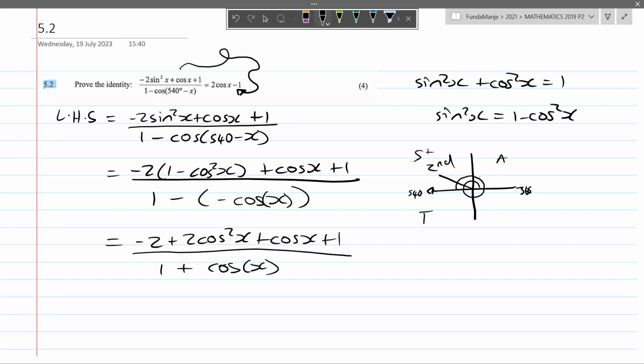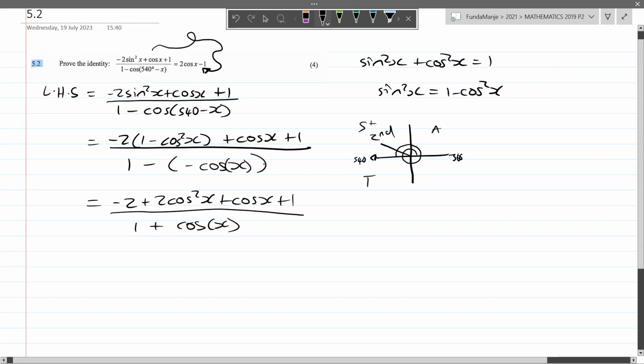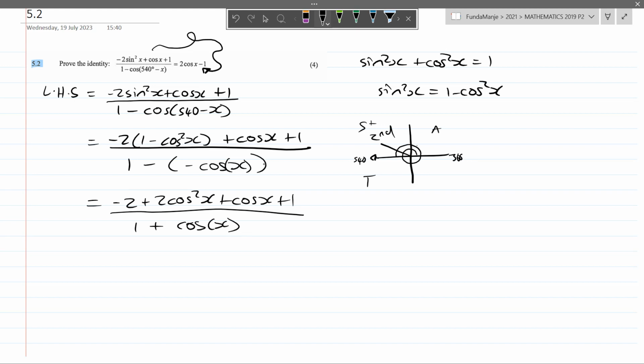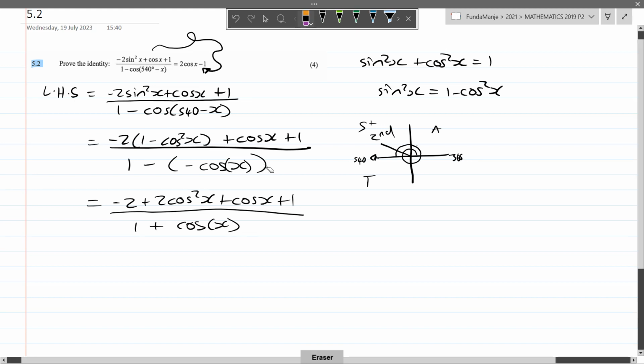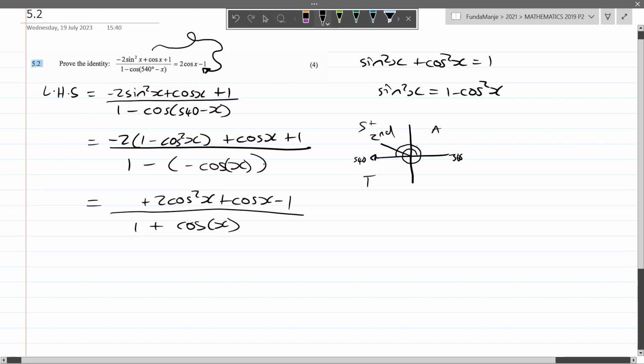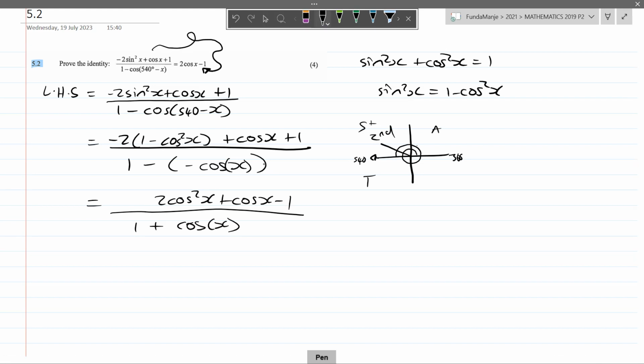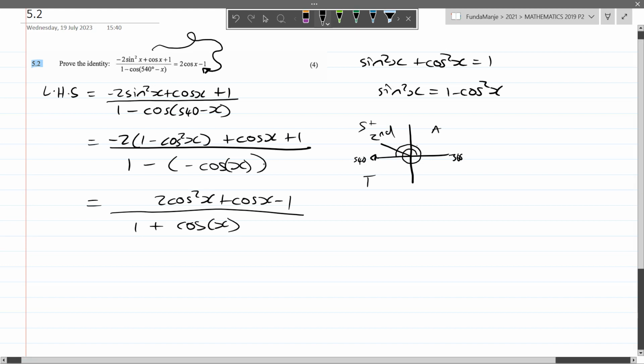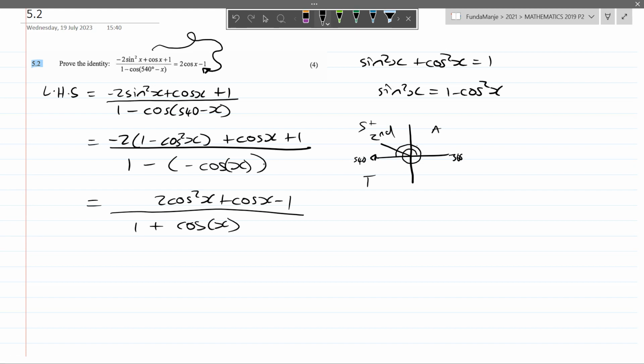Now this is what we have so far, and this is what we're trying to get to, 2 cos x minus 1. So let me simplify this. 1 minus 2, that gives us minus 1. So this is technically what we have now. And as you can see, you have a cos square and a cos x.